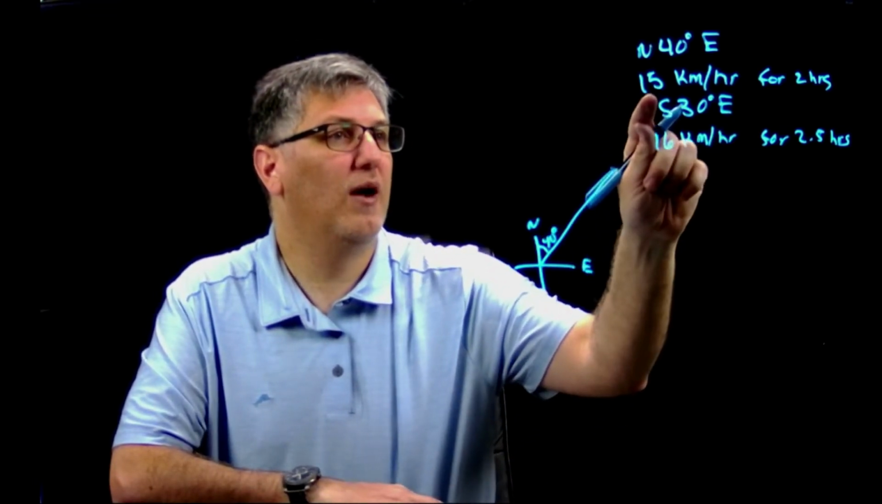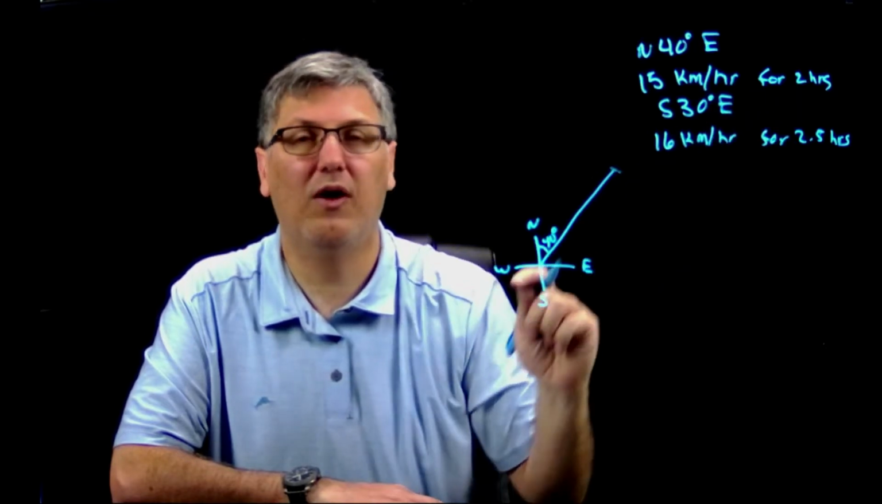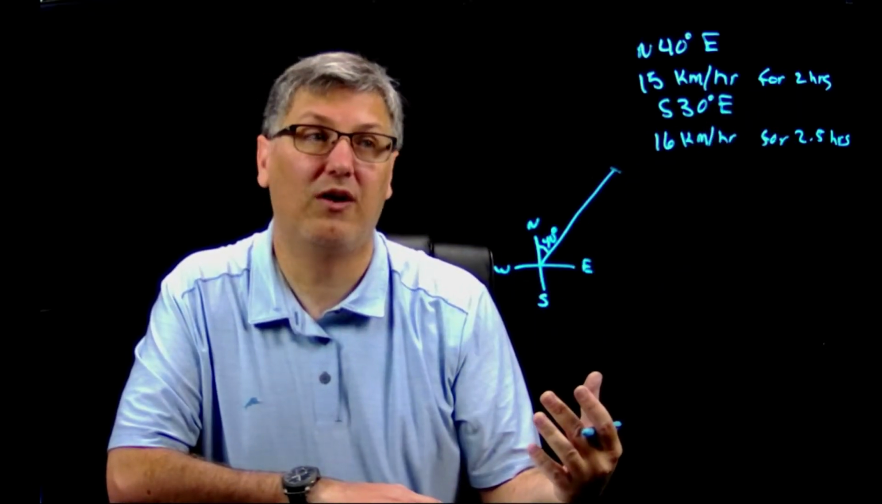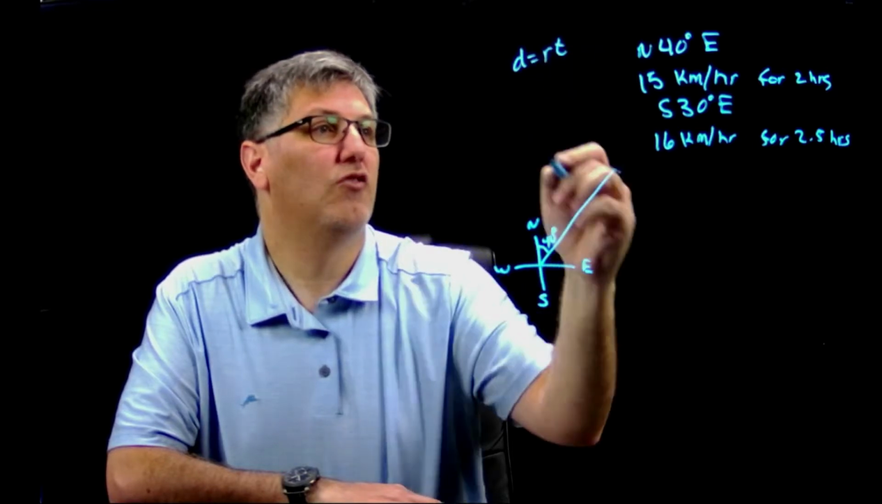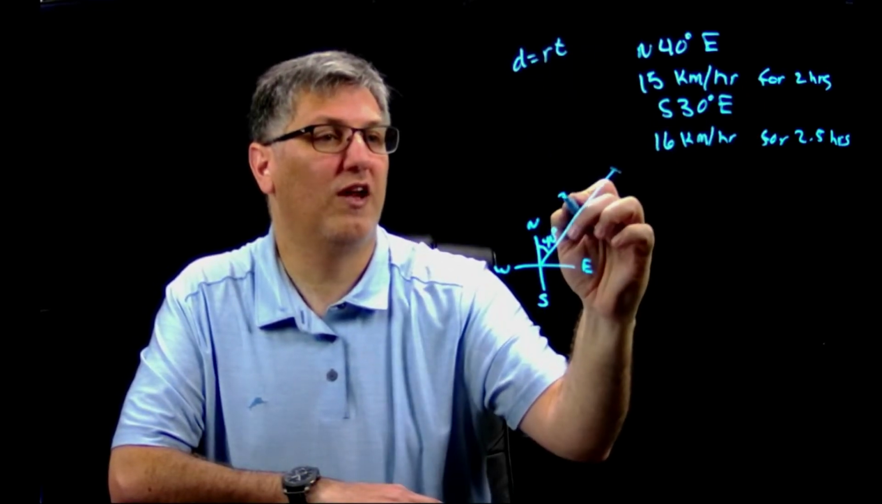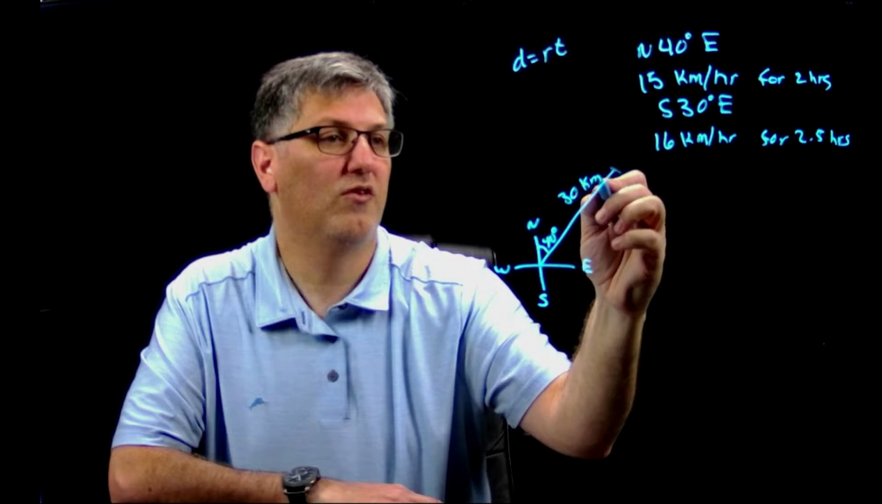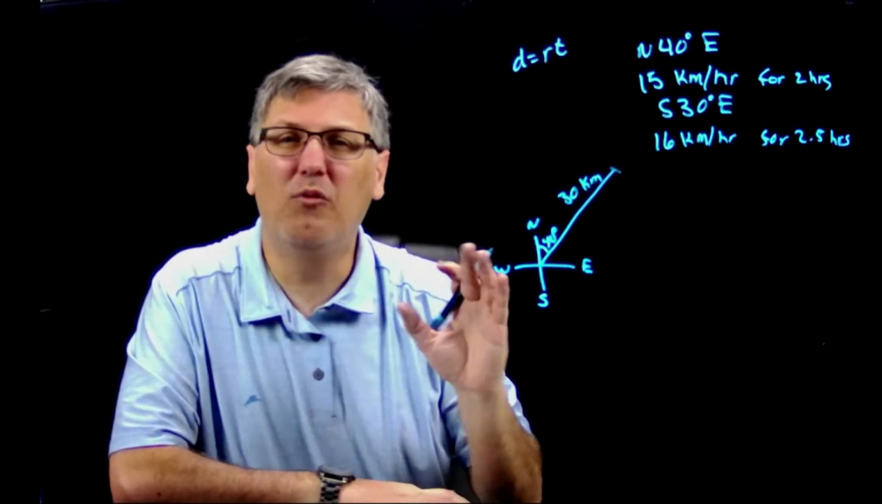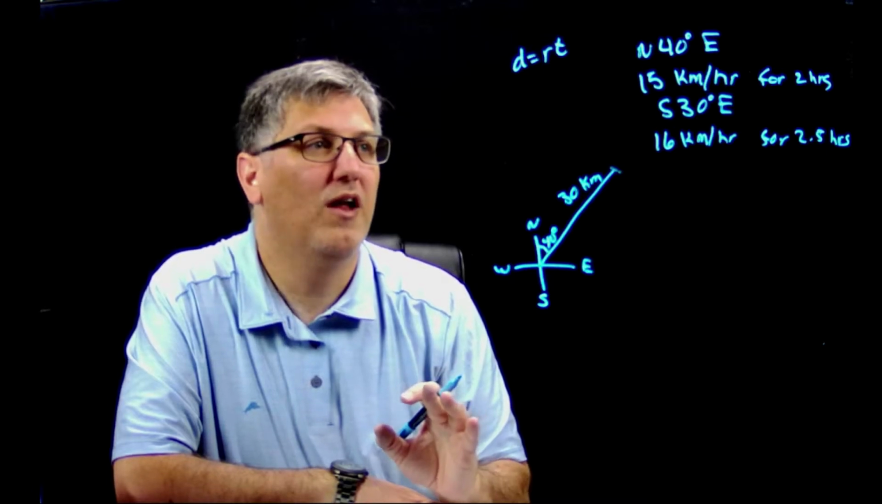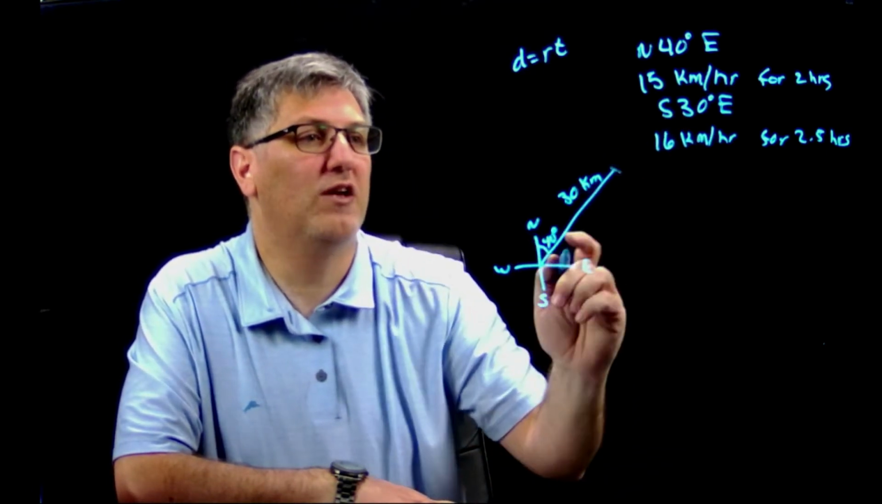Now I'm going 15 kilometers per hour for 2 hours, where distance equals rate times time. So D equals RT, so I'm going to do 15 times 2. So this length is 30 kilometers. After 2 hours, I've gone 30 kilometers. And then I'm going to change where I'm going. I want to go south 30 degrees east.